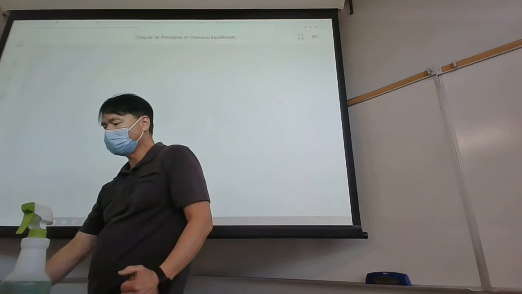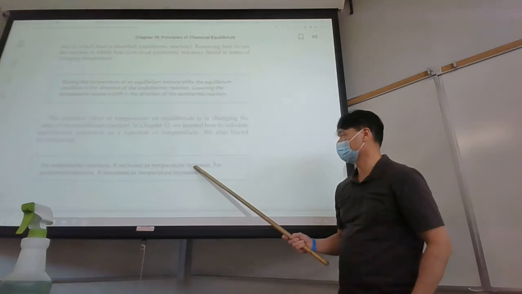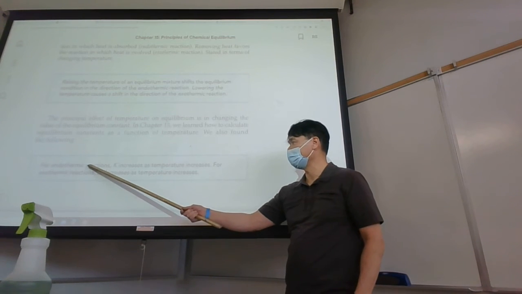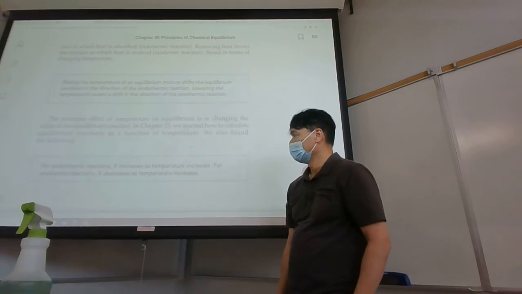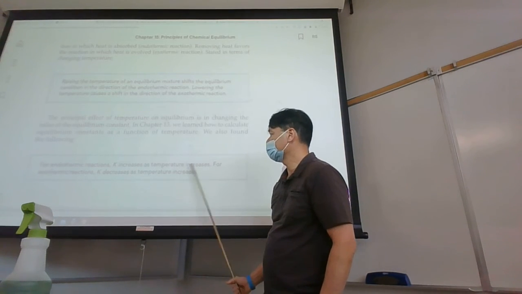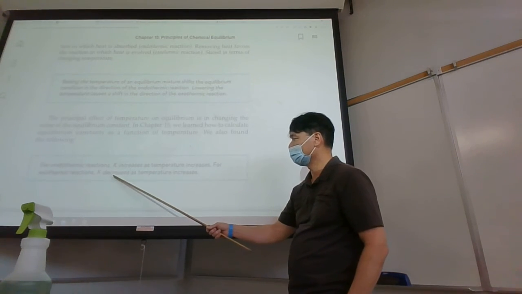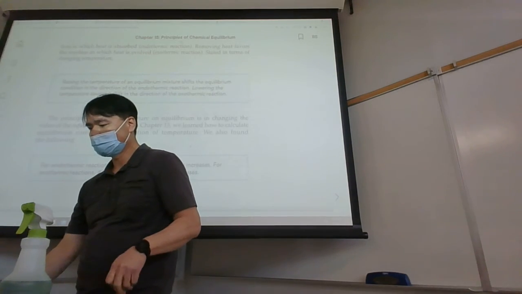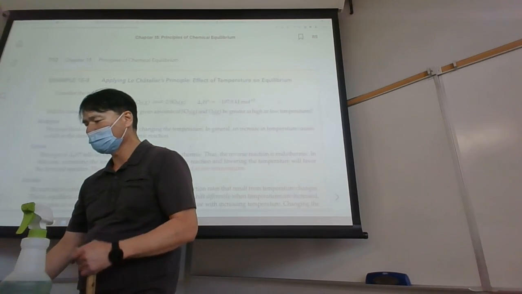So temperature changes the K value. And so for endothermic reactions, K increases as temperature increases, so it favors the product. This is endothermic, like melting ice. And so K increases, favoring the product. For exothermic reactions, as the temperature increases, it favors the reactants, and so K decreases. So if I try to freeze water, it's going to be less favorable at higher temperature. But we don't really have to worry about K because we're going to calculate that later.